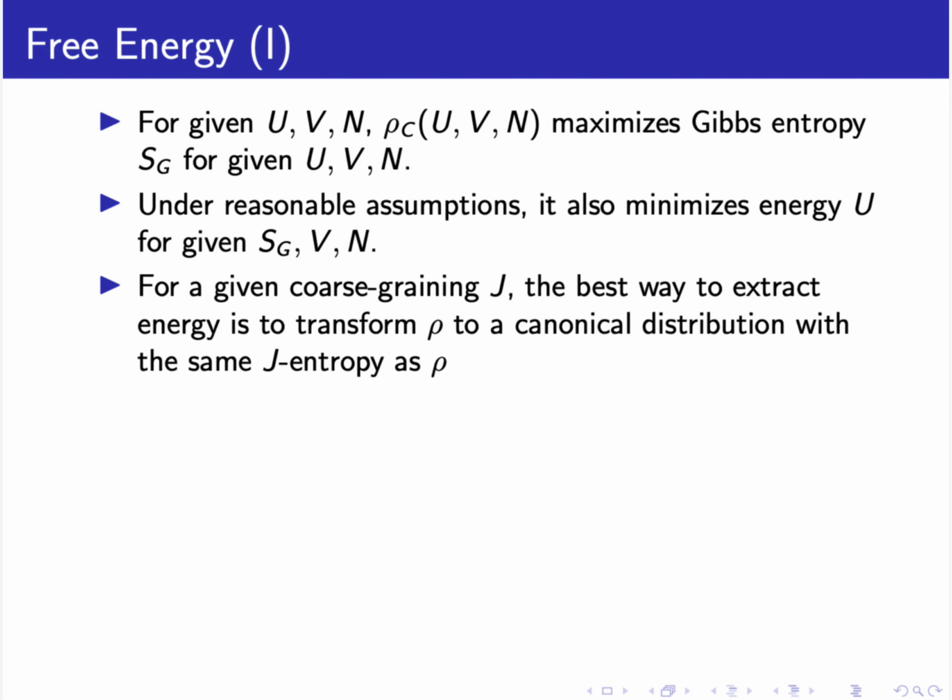Because my state has some energy, I want to get some of that energy out, so I want to steer it into a lower energy state. Which state shall I steer it into? Well, as low an energy state as possible. So what's the lowest energy state I could steer it into? Well, I can't steer it just into the ground state, because the ground state has a lower J entropy. The best I can do is steer it into that state which has the lowest energy for given J entropy. And that's the canonical state. Or more accurately, it's some state that coarse-grains to the canonical state.